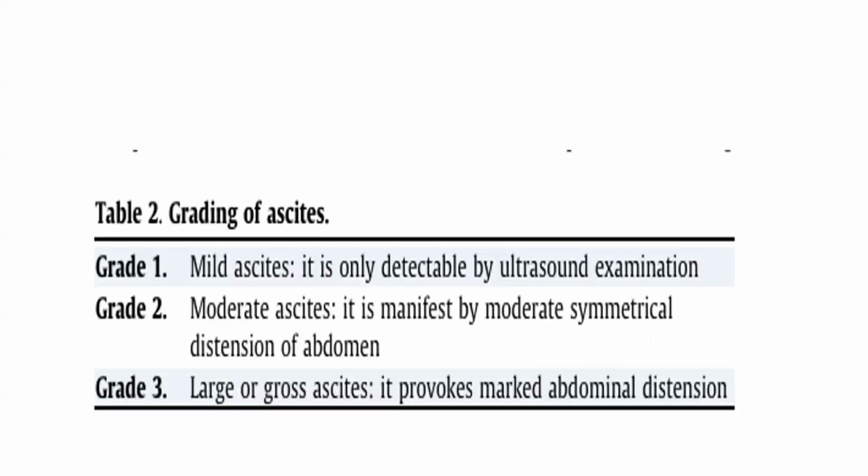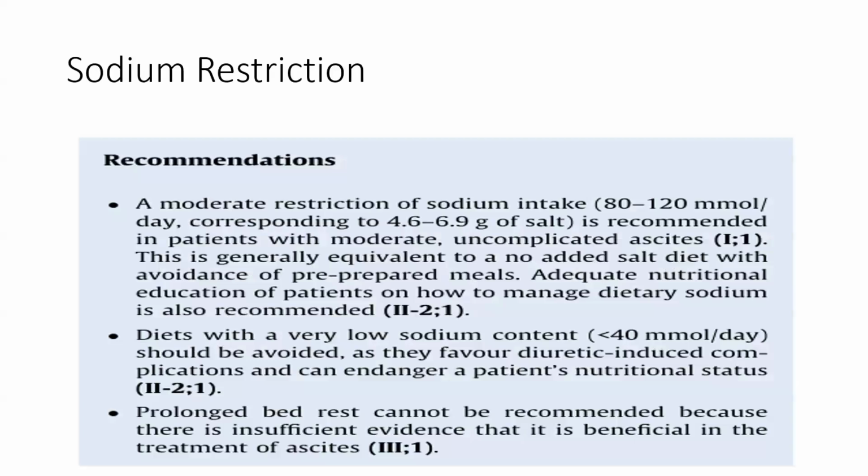Now, how to grade this ascites? Grade 1 is mild ascites. It is only detectable by ultrasound examination. Grade 2 is moderate ascites. It is manifested by moderate symmetrical distension. And grade 3 is large, gross ascites. It provokes marked abdominal distension. Now we'll see what the recommendations are.